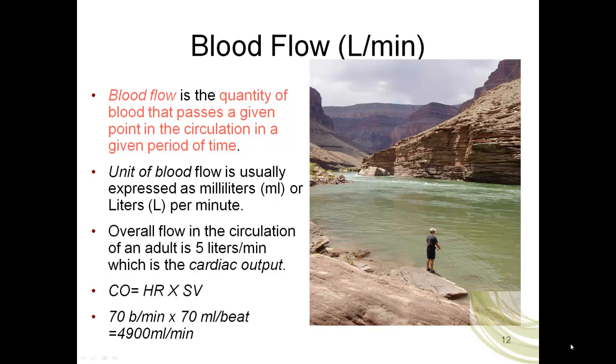Now, if you look at the bottom bullet here, a typical heart rate is about 70 beats per minute. And as I already told you, a typical stroke volume is about 70 milliliters of blood ejected with every beat. And our math tells us that the beats in this case will cancel out, and we're left with milliliters over minute. So we have a cardiac output of roughly 5 liters per minute. And again, that's the units for flow.